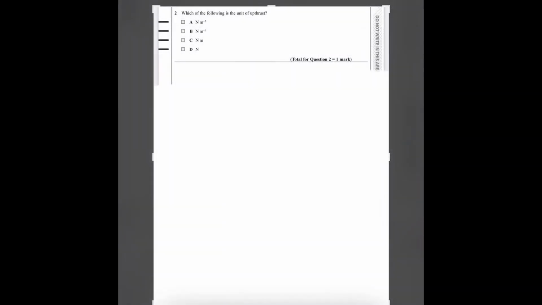Number 2, which of the following is the unit of upthrust? So upthrust is basically a type of force, right? So we just need to say that since upthrust is a type of force and force is always in newtons, the correct answer would be D, since any type of force is in newtons.